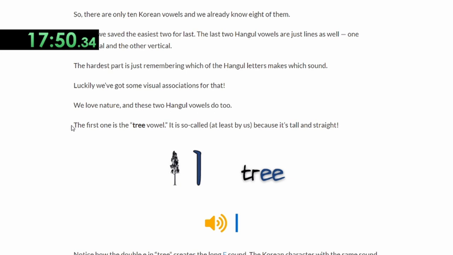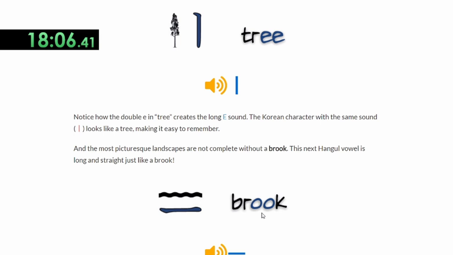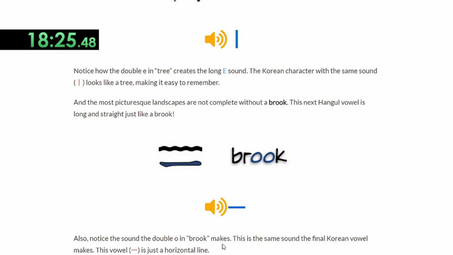The E sound is the line straight up and is tree. The U sound, brook, U, is just a flat line. Also, notice the sound the double O in brook makes. This is the same sound the final Korean vowel makes.